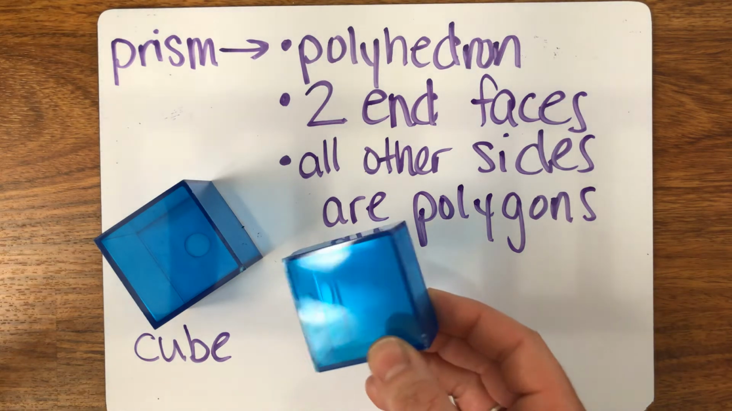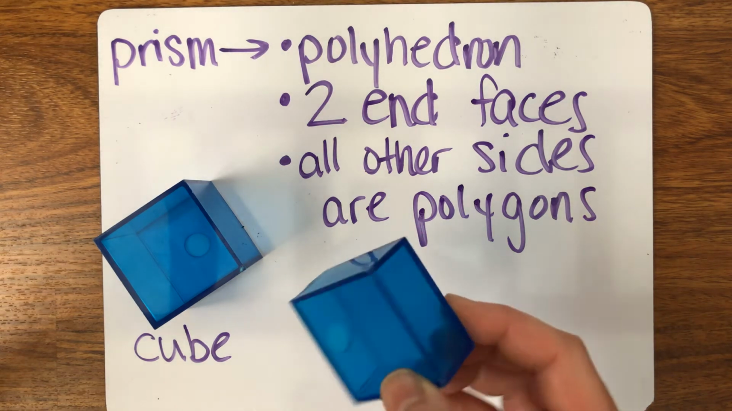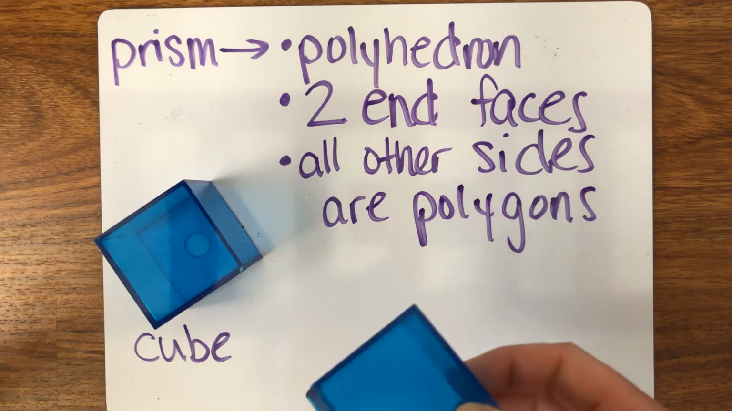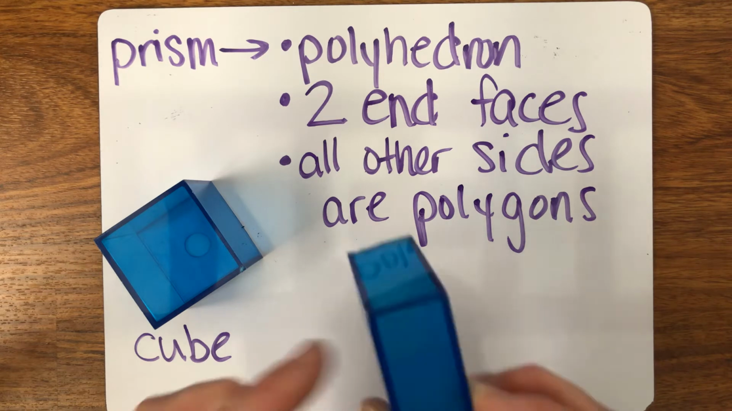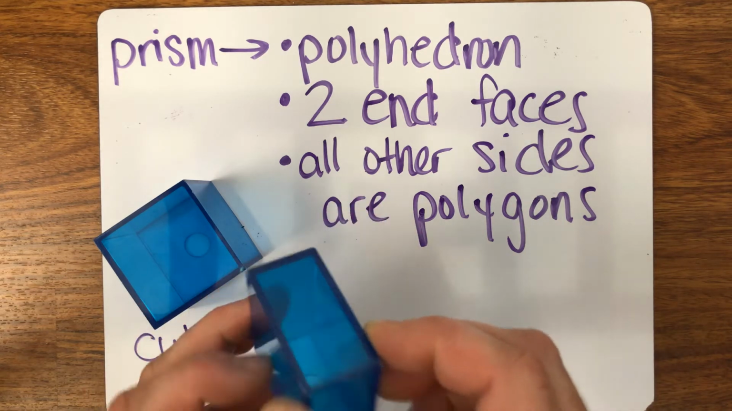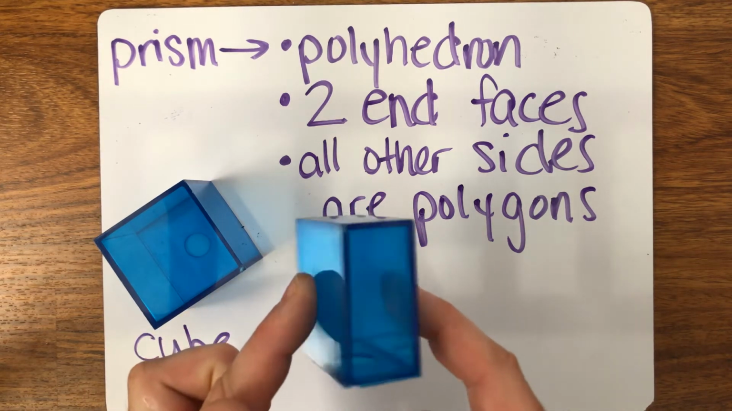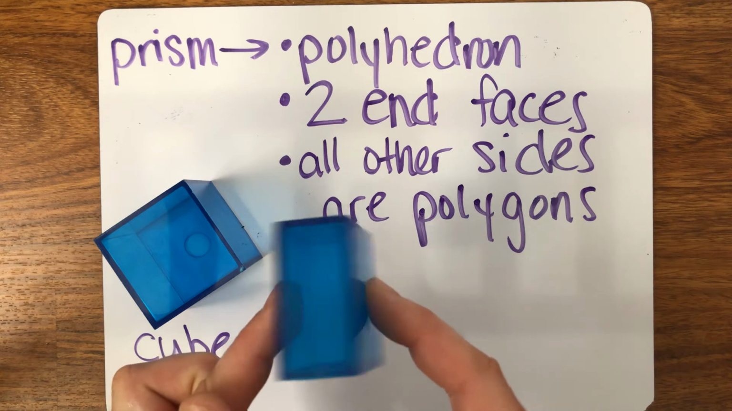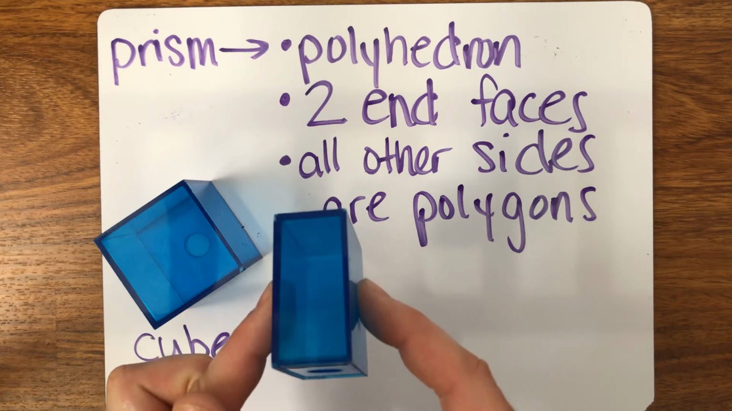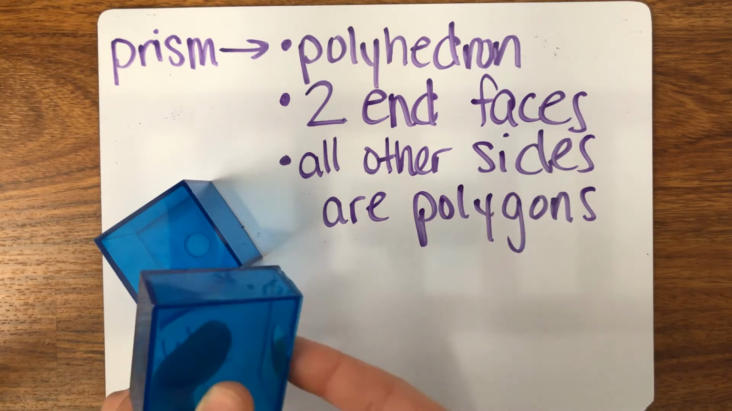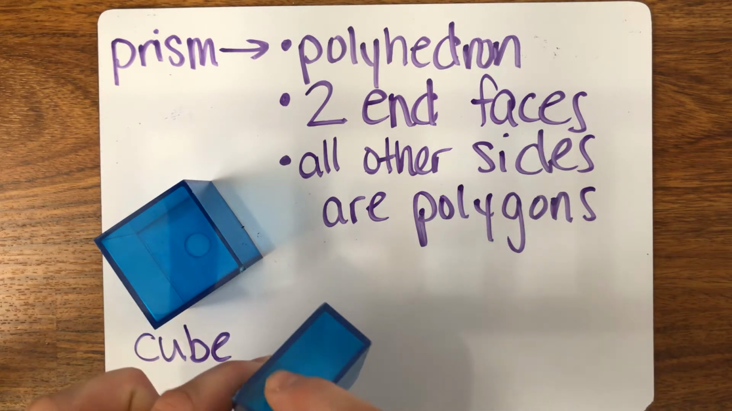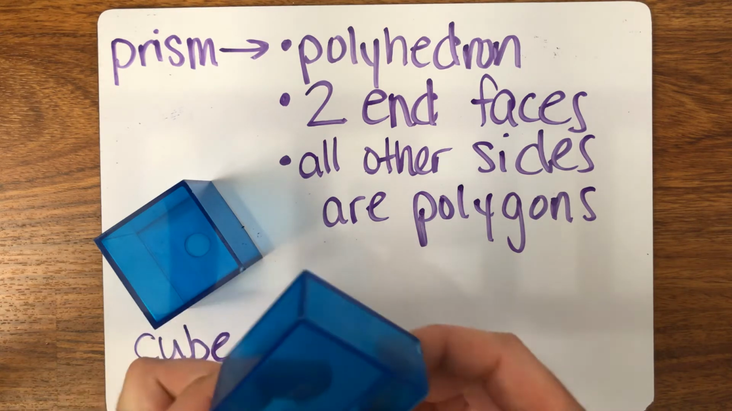The next one we're going to go over that is a prism is this. This is also a prism, okay? And it also has two end faces that are equal. This end face and this end face are identical, parallel, equal. And then all of the other faces around are polygons. All of the other sides are polygons.